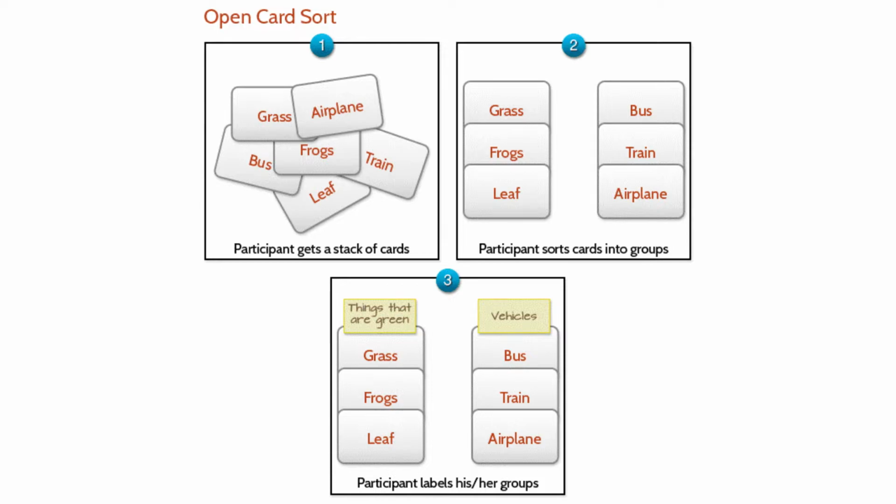So participants get stacks of cards in the first step. In the second, they sort the cards based on the groups which they think are correct. And in the third, participants finally label their groups. So under vehicles, bus, train and airplane subcategories belong. And under the things that are green, like grass, frogs, leaf, those belong. So they define the name of the category as well as the subcategories.